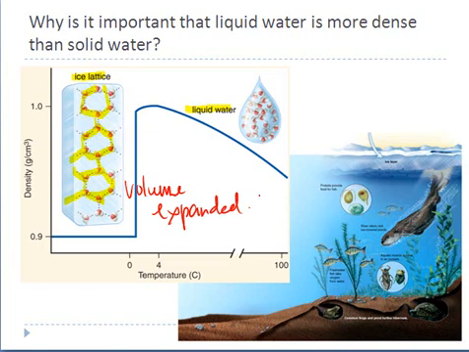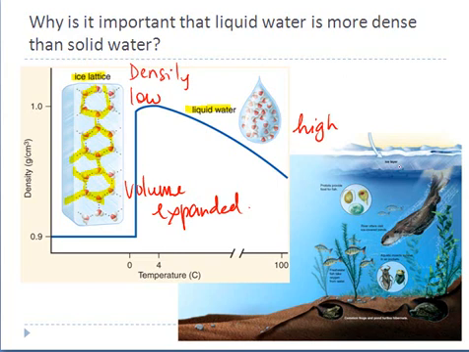So ice will always expand because the volume created by the ice lattice has a lot of empty spaces. And because of this, the density of liquid water is high and the density of ice is low. And when the density is low, ice can float on water.